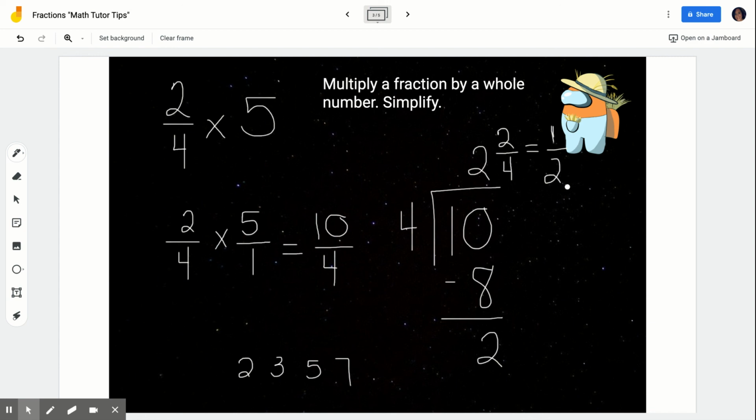Now, please be careful not to forget your whole number here. The whole number is going to stay the same. I'm going to rewrite my product down here. My mixed number is 2 and 1/2. So when we simplify, it doesn't get rid of the whole number. So 2/4 times 5 is 2 and 1/2.